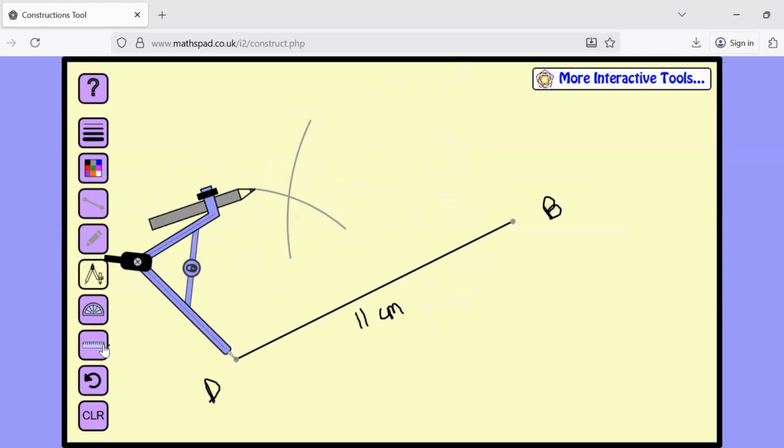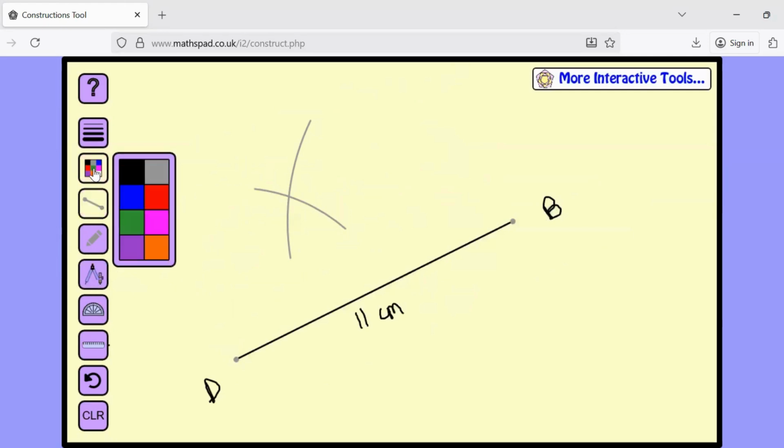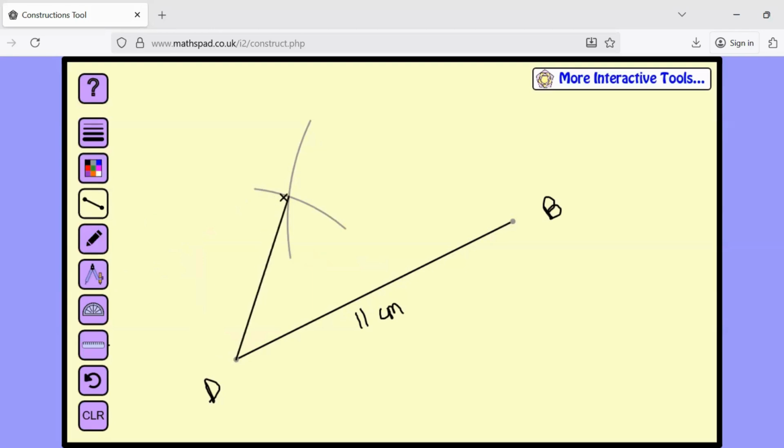So once I know where my A is, where these arcs intersect, I'll just be completing this particular triangle, which is half of the parallelogram. Make sure that you label it. Well done. This is 8 centimeters and this is 6 centimeters.